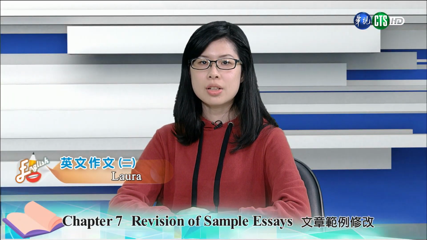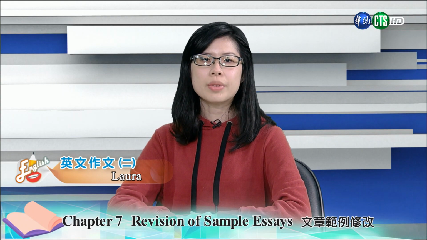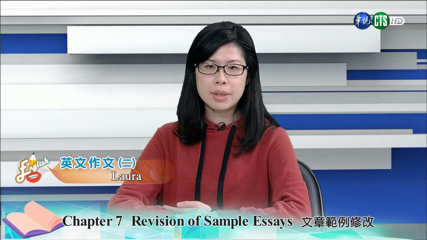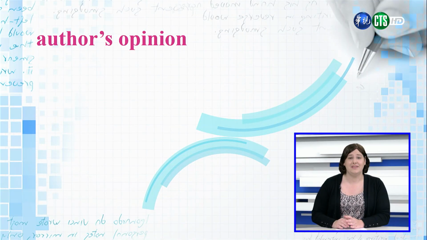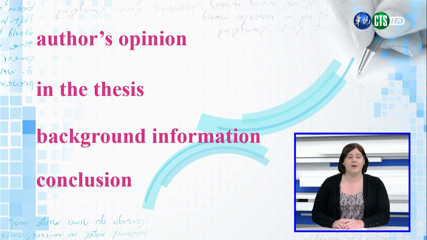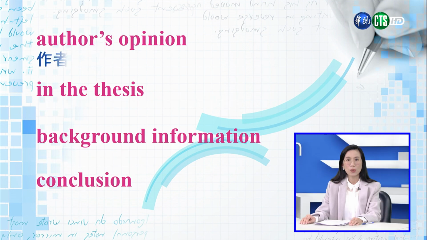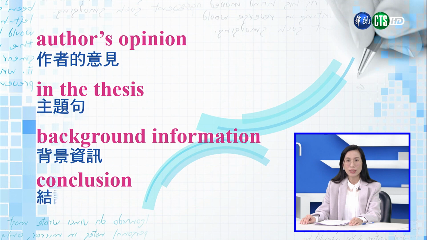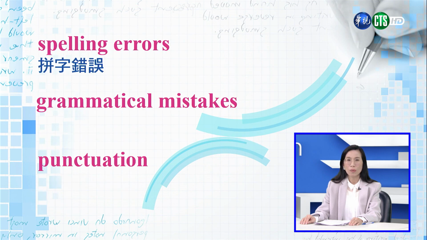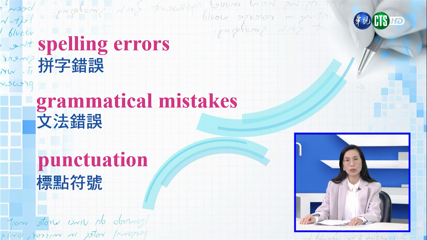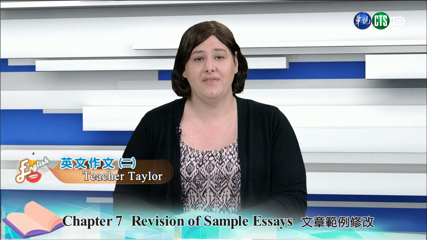我们还要看这篇文章的整体，它的弱点是什么，或者是它的强项是什么？它有没有任何文法、拼字和标点符号的错误。Correct. Also, we need to find what the author's opinion is. Is it in the thesis, background information, or the conclusion? And finally, we must always be on the lookout for spelling errors, grammatical mistakes, and incorrect punctuation. 此外呢，我们也必须要看看作者的意见表达在主题句中吗？或者是放在背景资讯，或者是放在结论的地方。我们也要看看拼字、文法，或是标点符号到底有没有正确。Punctuation 就是标点符号。Let's look at the first paragraph of Essay 1, The Cause of Air Pollution.